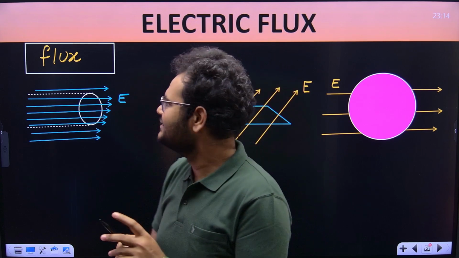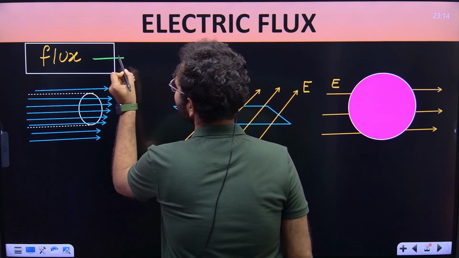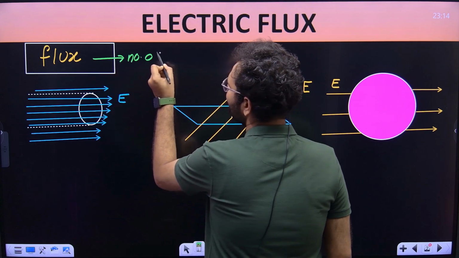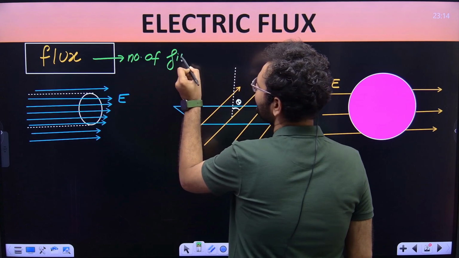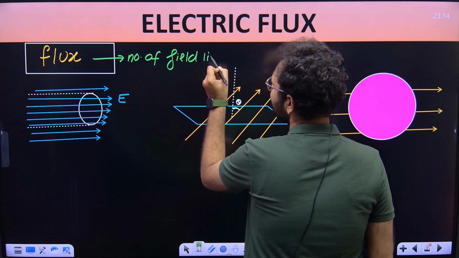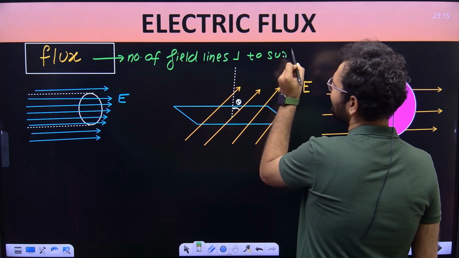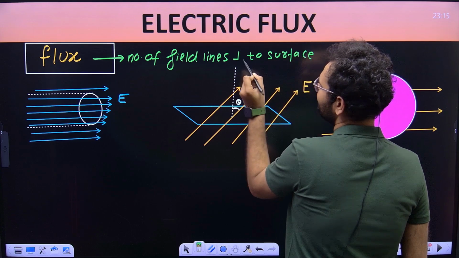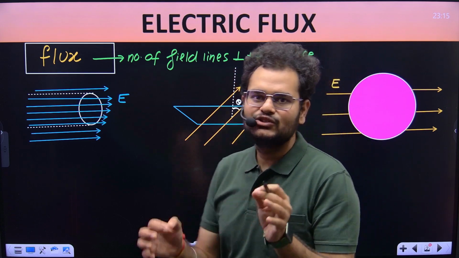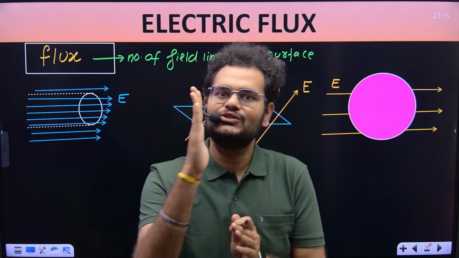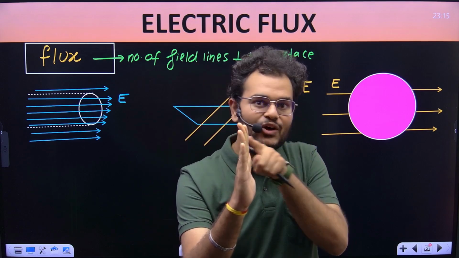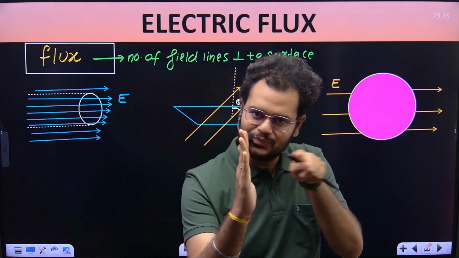What I'm saying is, what flux calculates is the number of field lines perpendicular to the surface. Let me explain. So the student flux, if I want to say, is the number of students passing along the door. So this is the door and this is the perpendicular direction.